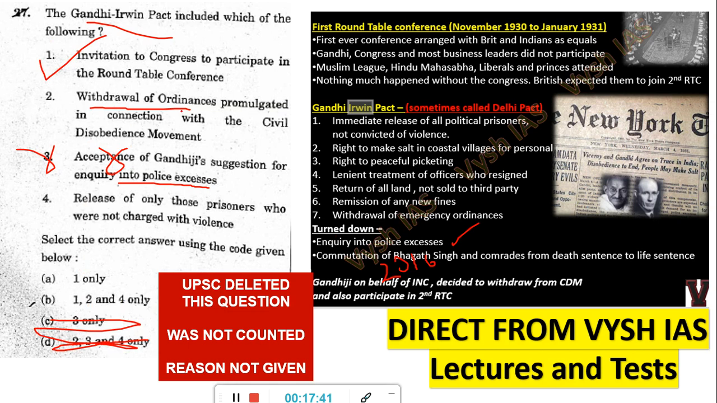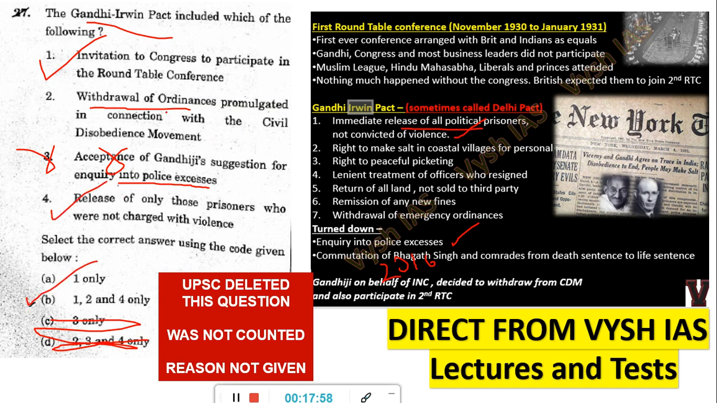So 2, as I told, I don't know. And 4, release of only those prisoners who were not charged with violence. So if you see, immediate release of all political prisoners not convicted of violence, that is also there in this Gandhi-Irwin Pact or Delhi Pact. So 4 should be there in the answer. So your answer is 1, 2 and 4.